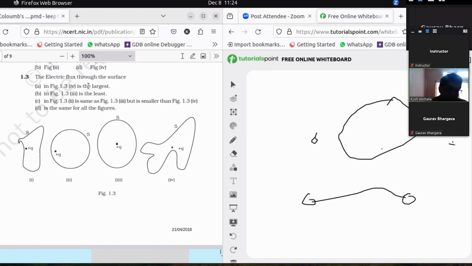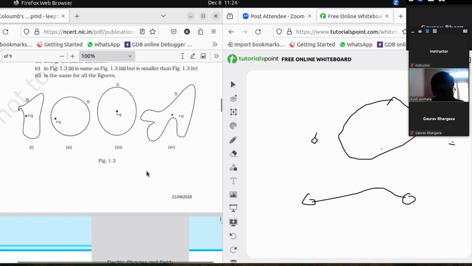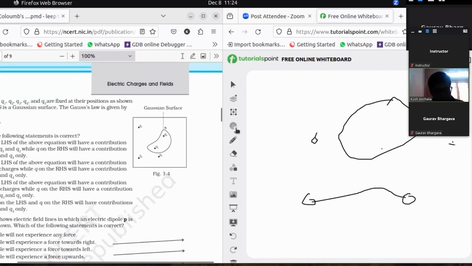Okay, so fourth is the largest, 3 is the least, 2 is the same as figure 3 but is smaller than 4. It is the same for all the surfaces. See, when you are inside, it doesn't depend on the surface, it depends on the charge crossing per unit area. So see, the electric lines will be the same only. I think you got the point.